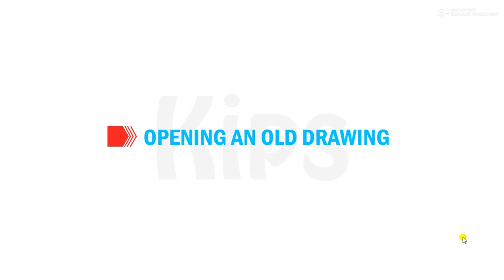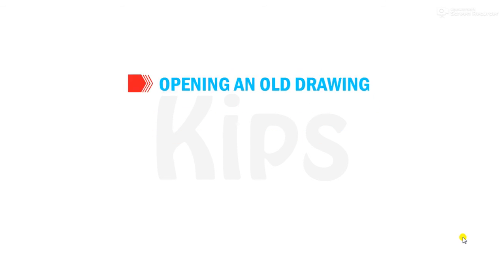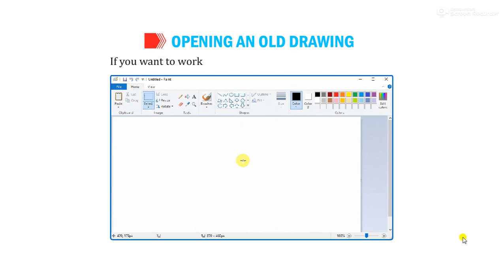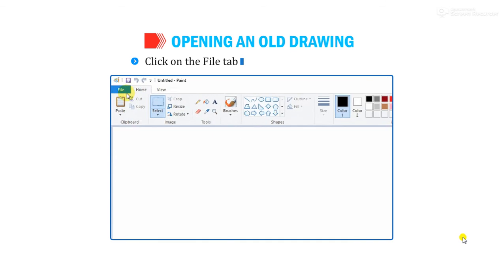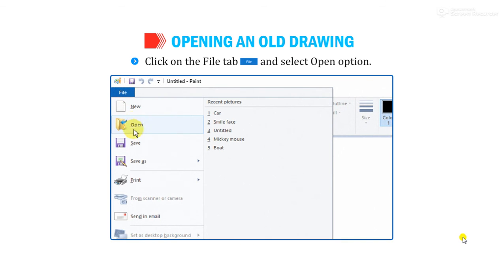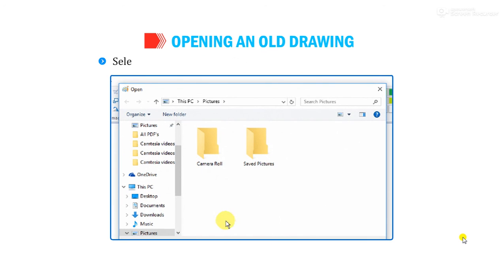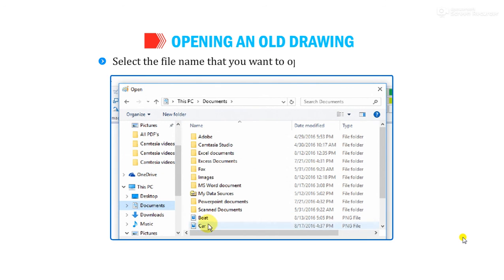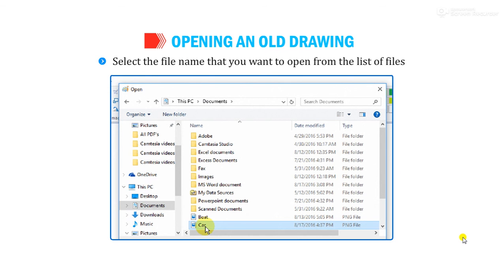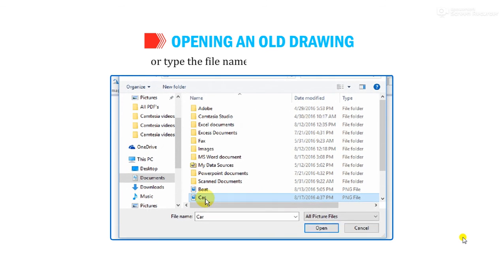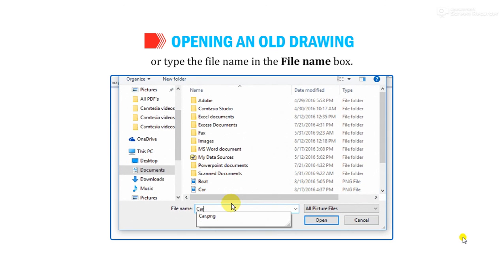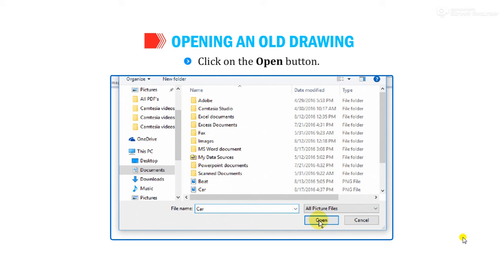Let me tell you the steps of opening an old drawing. If you want to work on any old drawing that you have saved, the first step will be to open that file. Click on the File tab and select Open option. The Open dialog box appears. Select the file name that you want to open from the list of files or type the file name in the File Name box. Click on Open button.